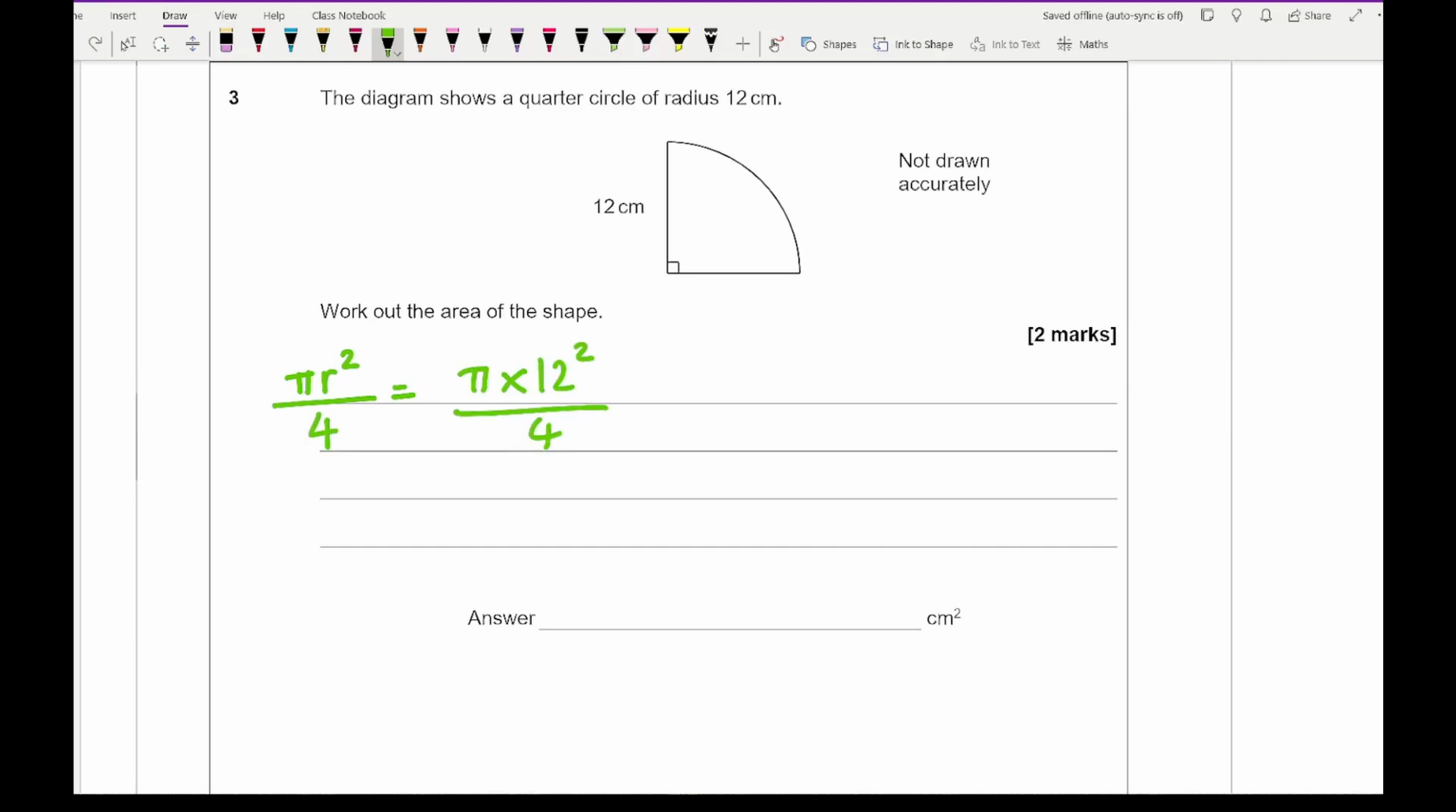I get an answer of 36 pi, which would be a valid answer because there's no mention of how they want me to write the answer. So I can write 36 pi, or I can write the decimal equivalent, which is 113.1, and that's to 1 decimal place. Alternatively, you could just copy all the numbers on your calculator and you'll still get full marks for it.